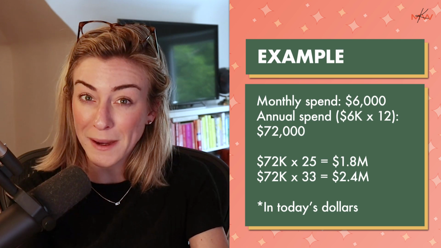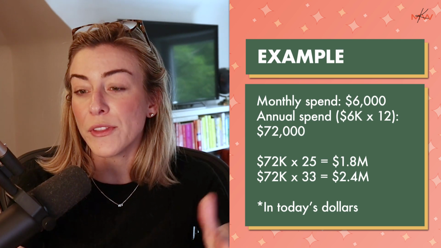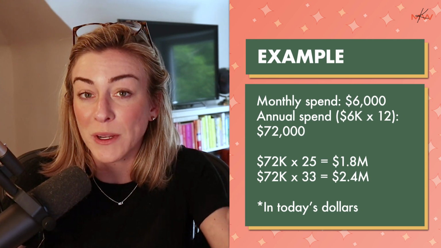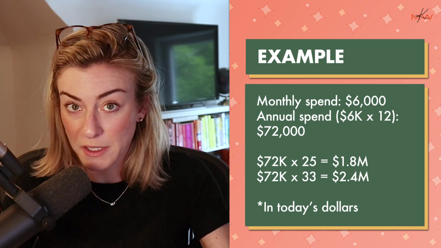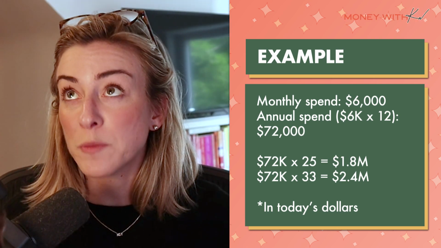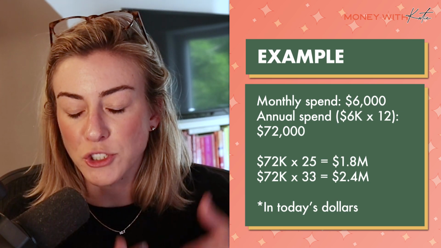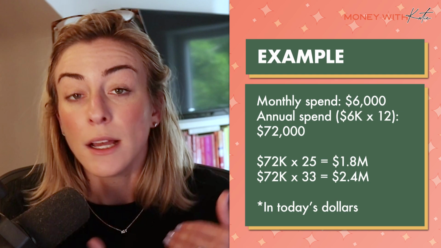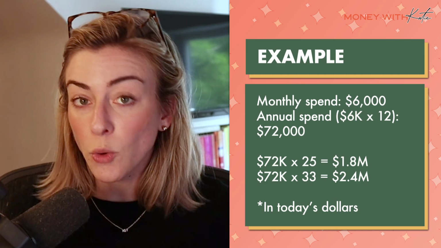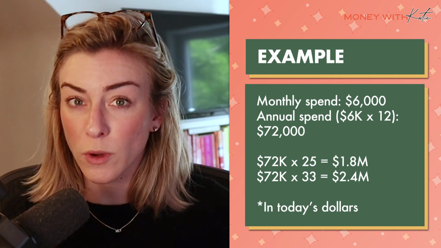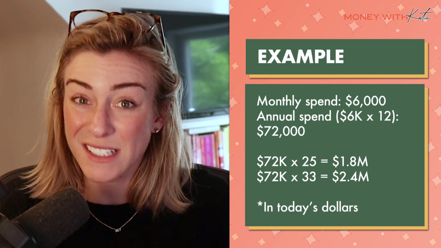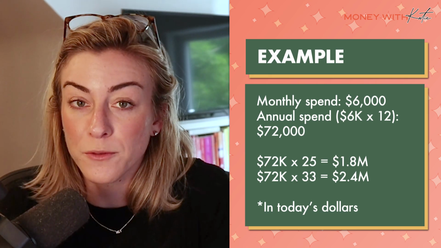Which is going to get you about 2.4 million. So you know that the range that you're looking at is between 1.8 and 2.4 million dollars. That's going to allow you to spend, theoretically, $6,000 per month, adjusted upward for inflation every year in perpetuity, because your spending is going to be roughly equivalent to 3 to 4% per year of that portfolio value.